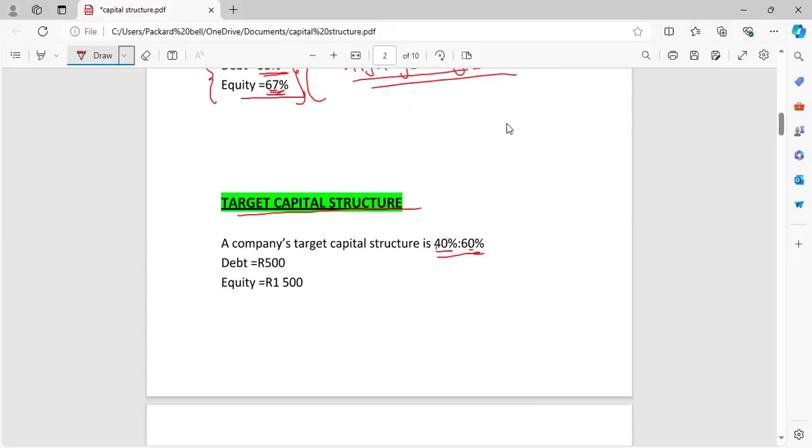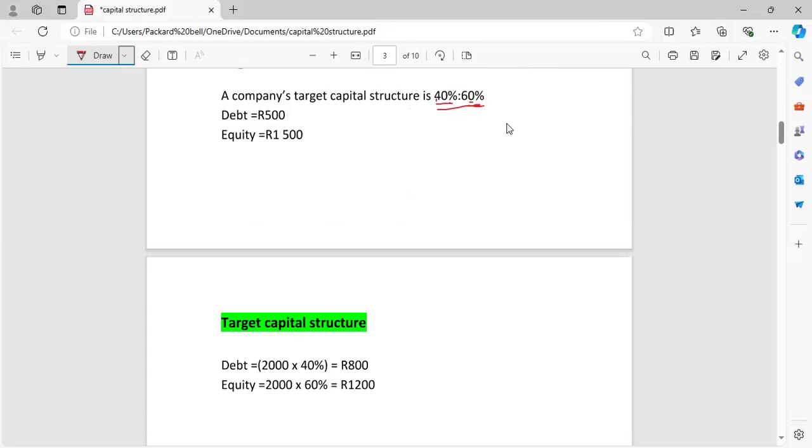I think we're going to look at more questions there. So here in this part, they say a company's target capital structure is 40% and 60%. So the debt is 500 and equity is 1,500.